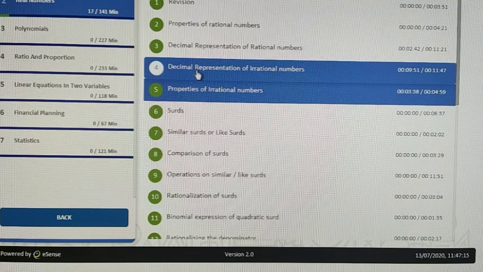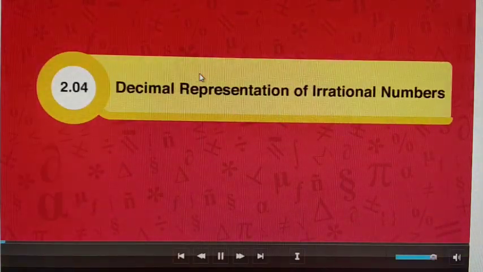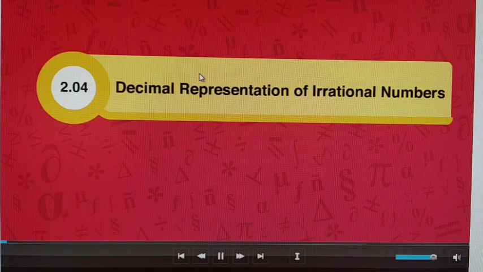In the previous lecture, we completed practice set 1. Now, we will see decimal representation of irrational numbers.